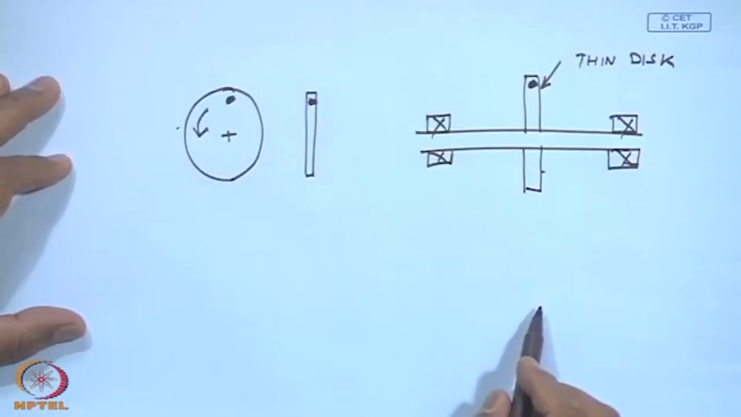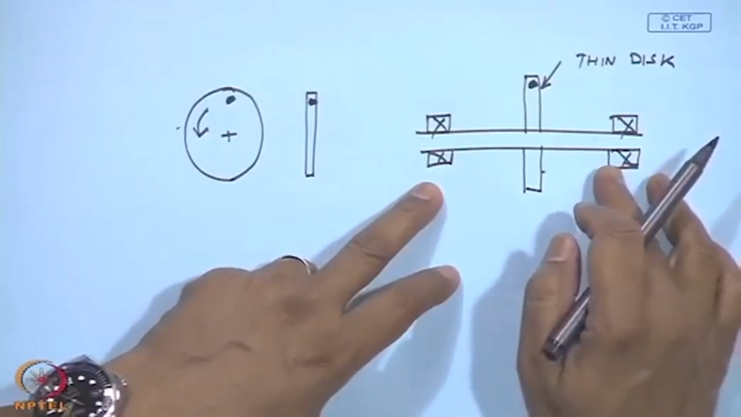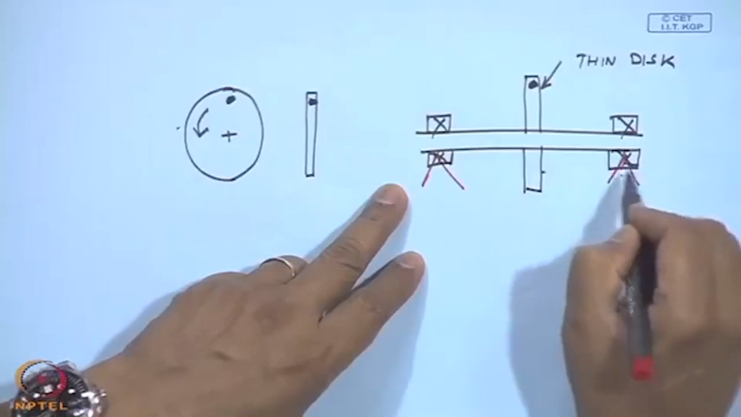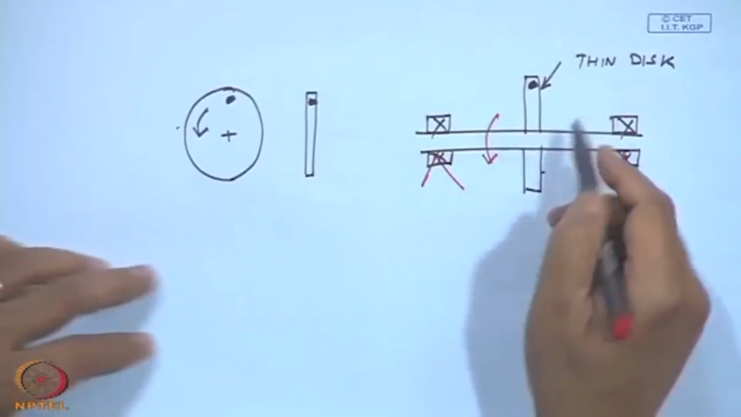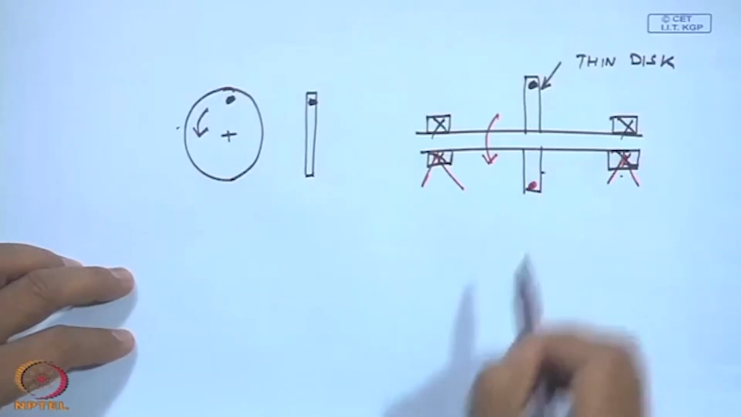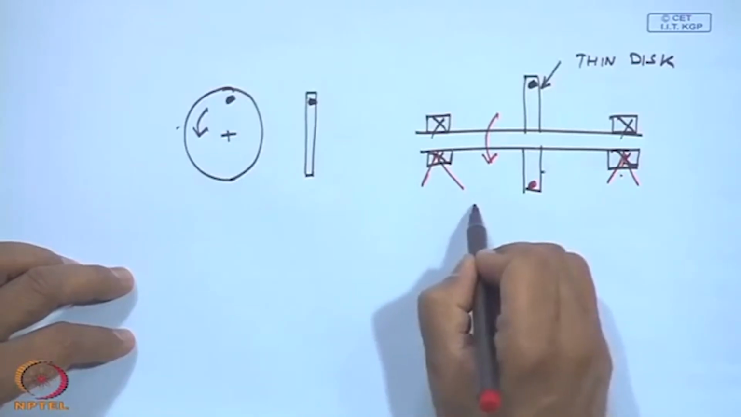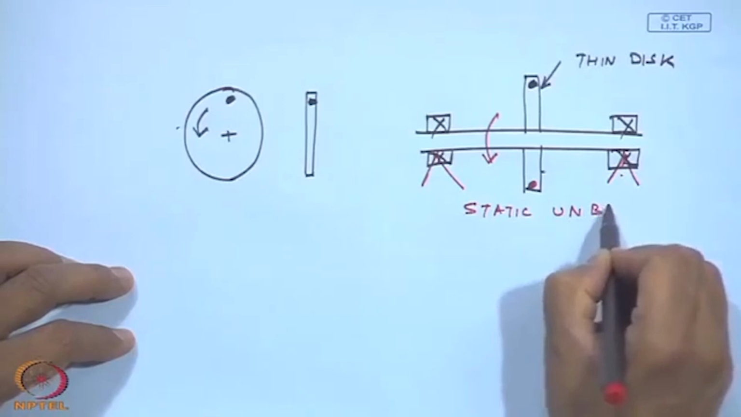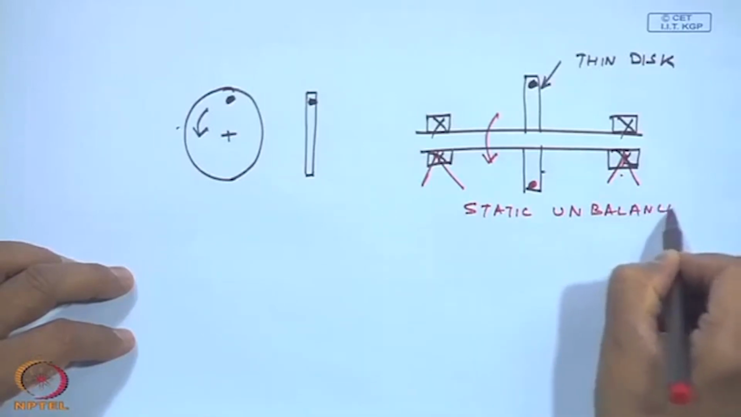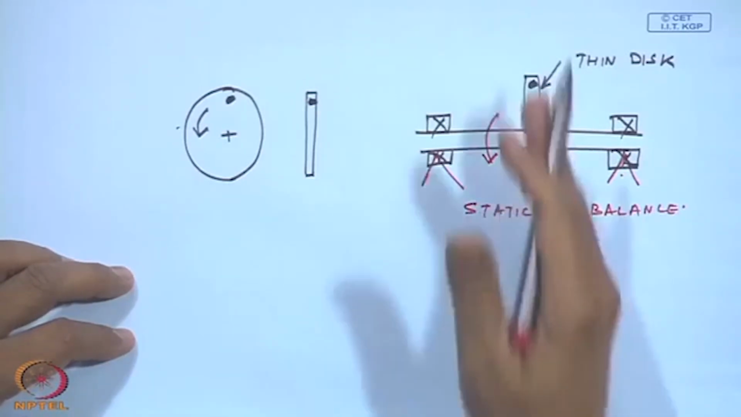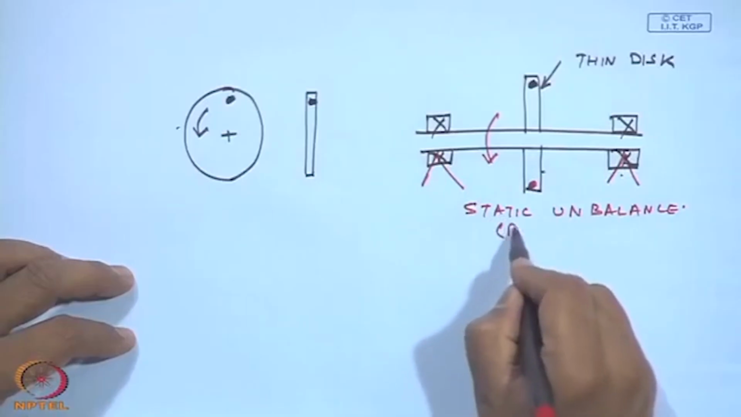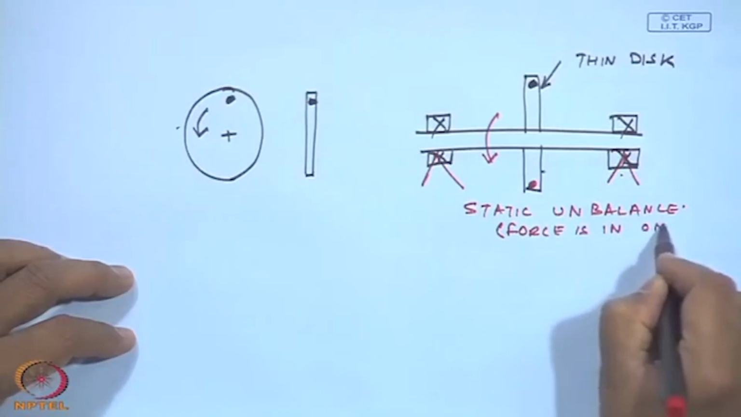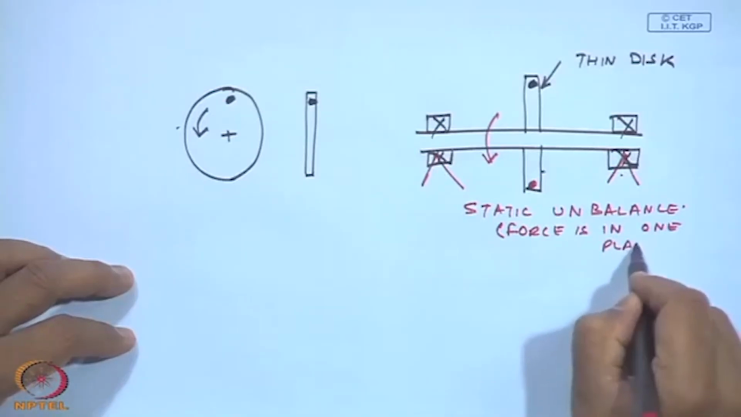So, in this case, if I support this disk on knife edges like this, this is going to always come down because of gravity to this location, and this is the case of a static unbalance where the forces are only in one plane. Unbalanced force is in one plane.